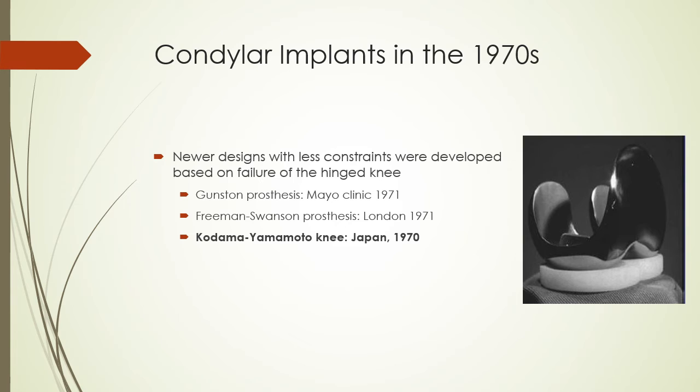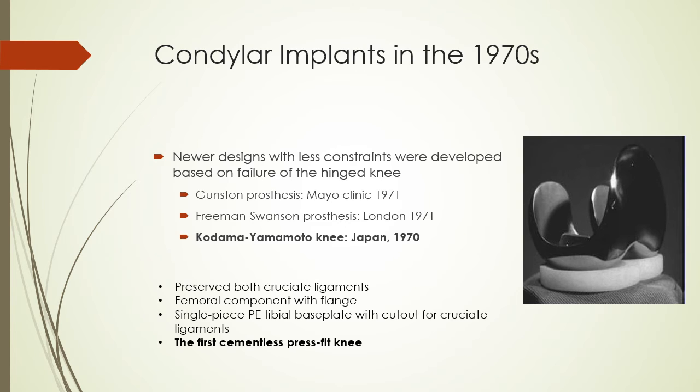The Kodama-Yamamoto knee from Japan basically preserved both cruciate ligaments, and the femur looks like a modern femur with a flange. The tibia was a single-piece PE material with cutouts for the cruciate ligaments. This is the first cementless press-fit knee. As you can see on the femoral component, there are pegs or fins to enable the press-fit of this component into the bone. Because of the preservation of cruciate ligaments, and the design relying on soft tissue to drive the motion, it was an anatomic approach design.